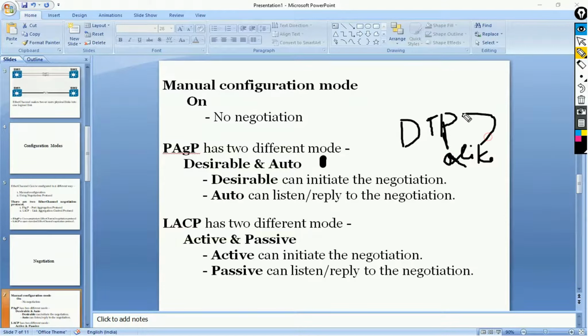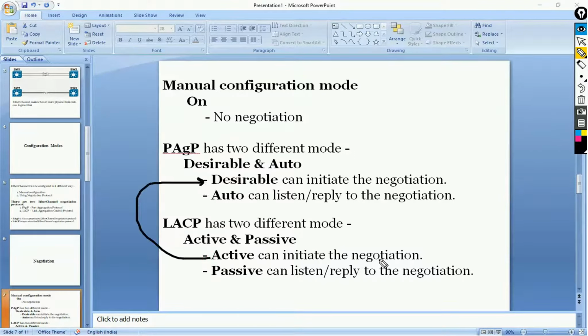I like DTP. Okay, desirable initiates the negotiation and auto listens to the negotiation. And LACP also has two different modes, active and passive. Here active can initiate the negotiation and passive can reply or listen to the negotiation. So active can be compared to desirable and passive can be compared to auto.